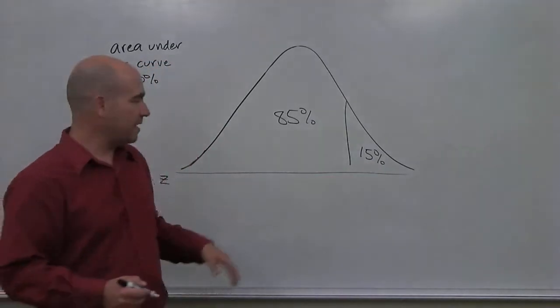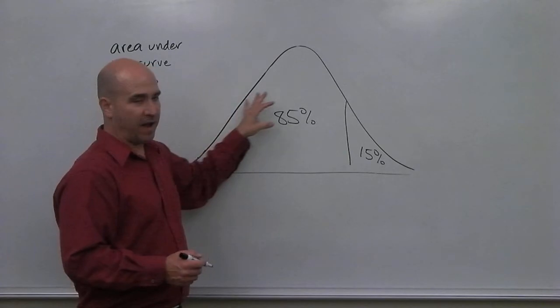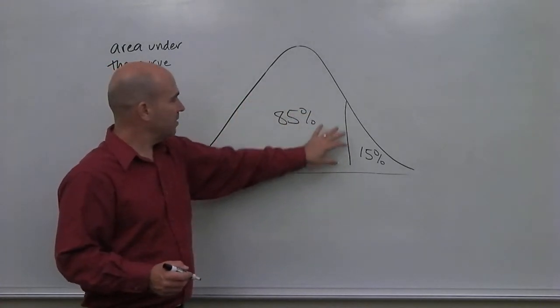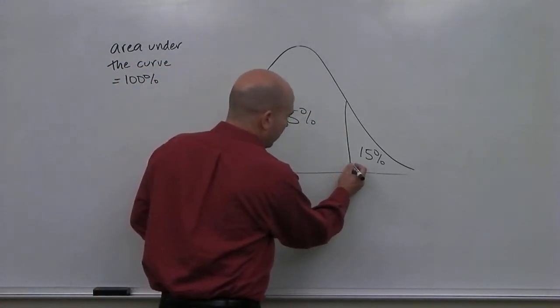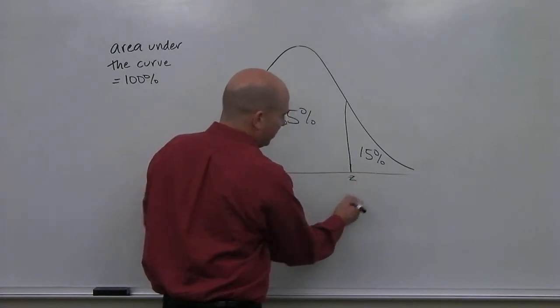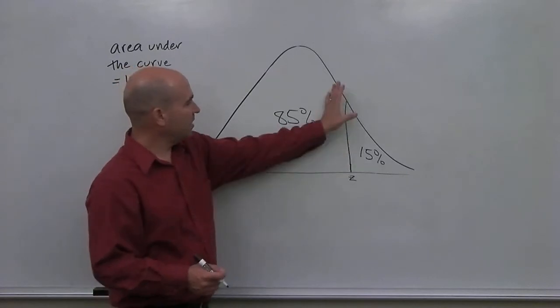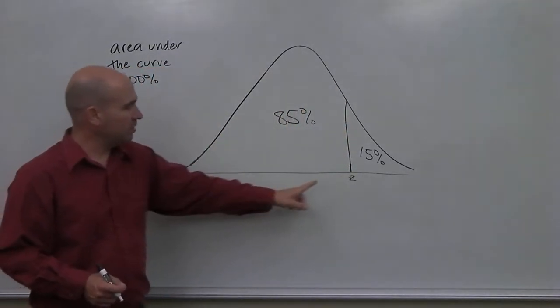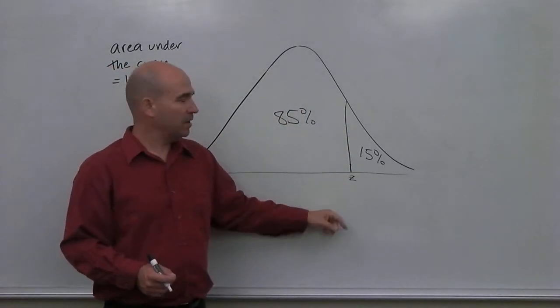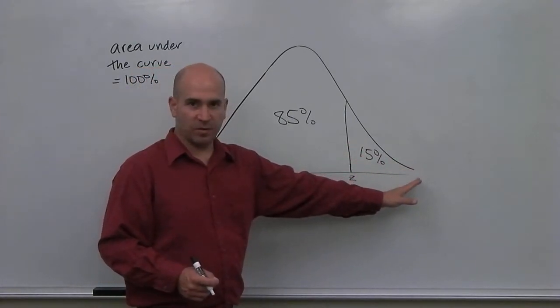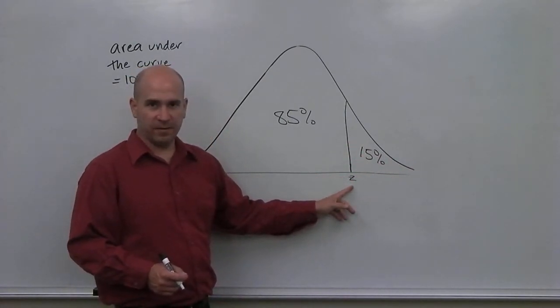Or we could say that 85% of the values or scores fall to the left of this point here, whatever z-score it is. I don't know yet for this problem. But 85% of the scores fall below this z-value. 15% of the scores fall above this z-value.